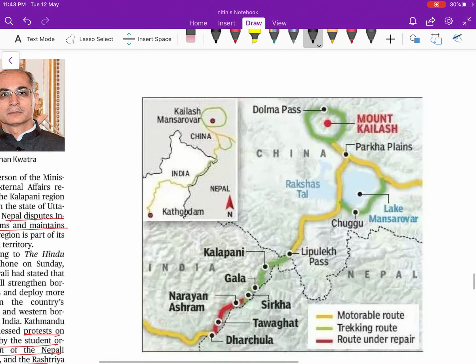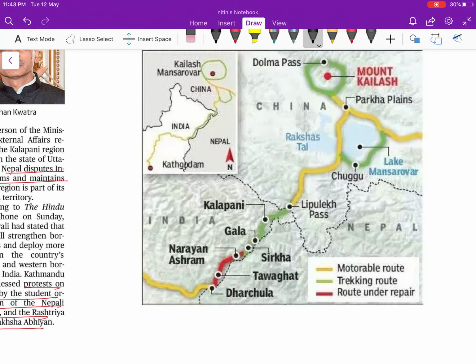Now this link road, you can see here, this green region shows the link road that is connecting and taking the pilgrims till the Lipulekh Pass. The Lipulekh Pass will help in passing through the Indo-China border, and the Lipulekh Pass is on the tri-junction, you can say, of India, China and Nepal. All right.